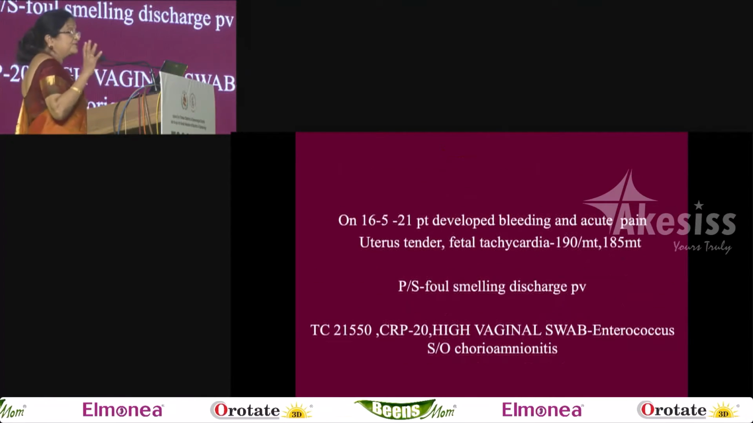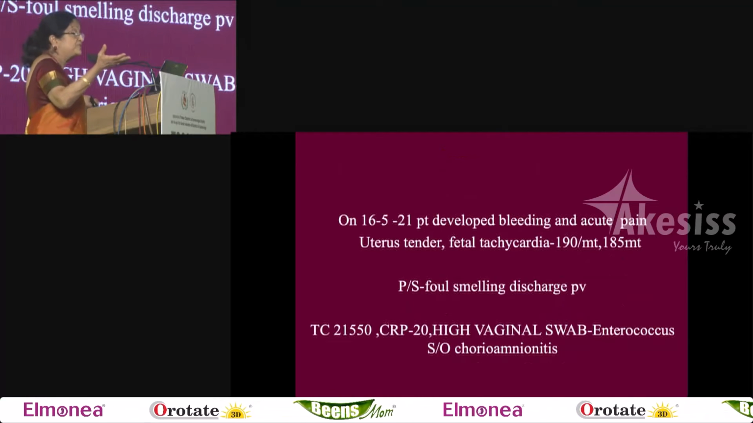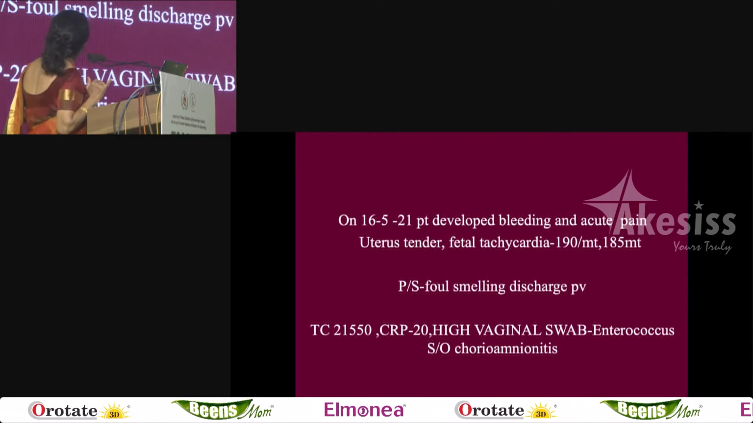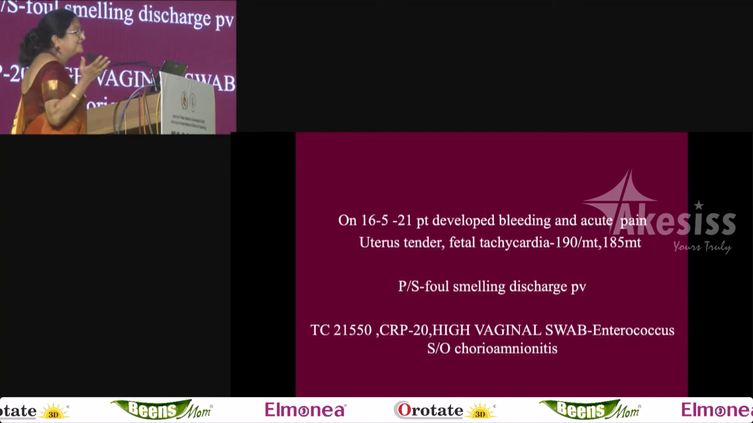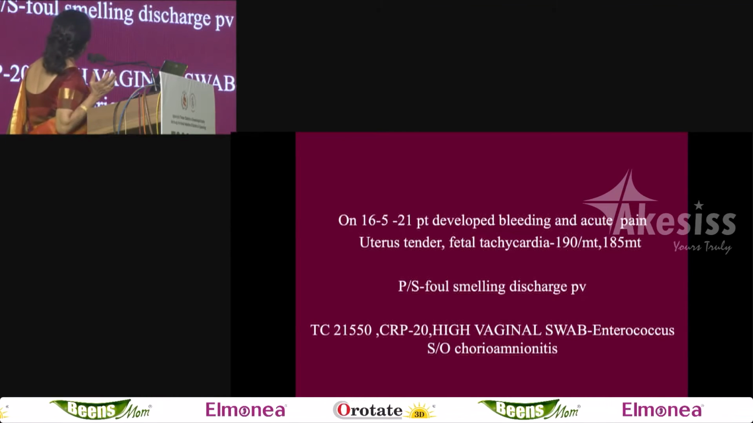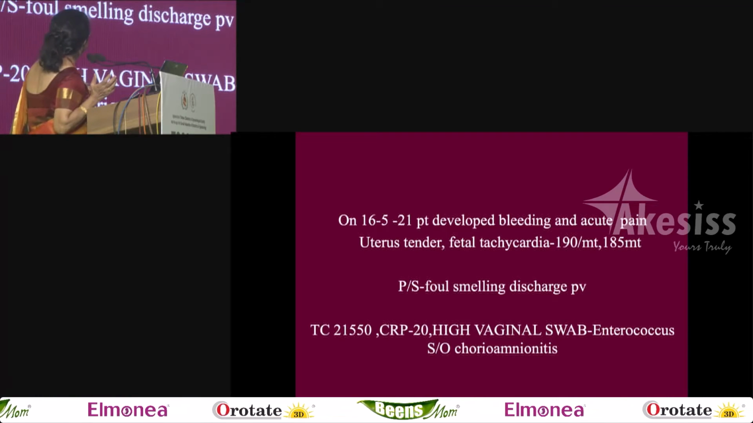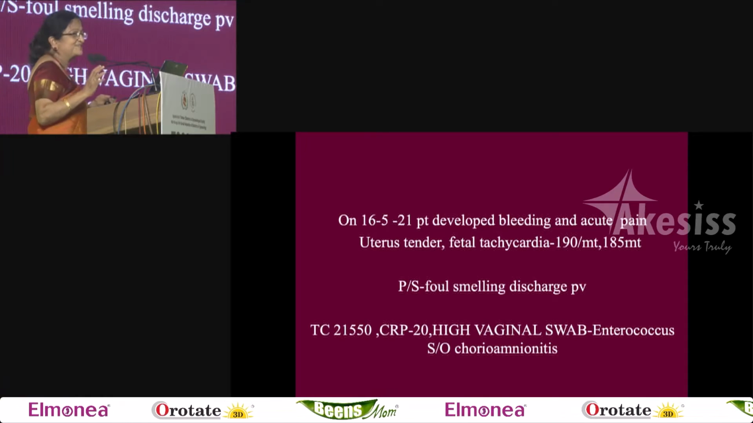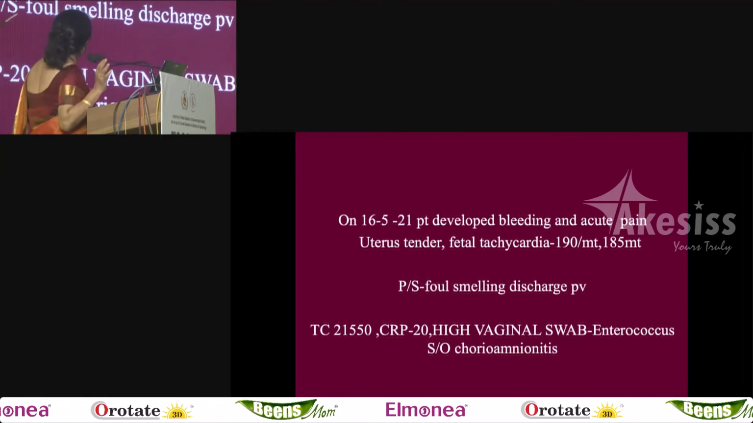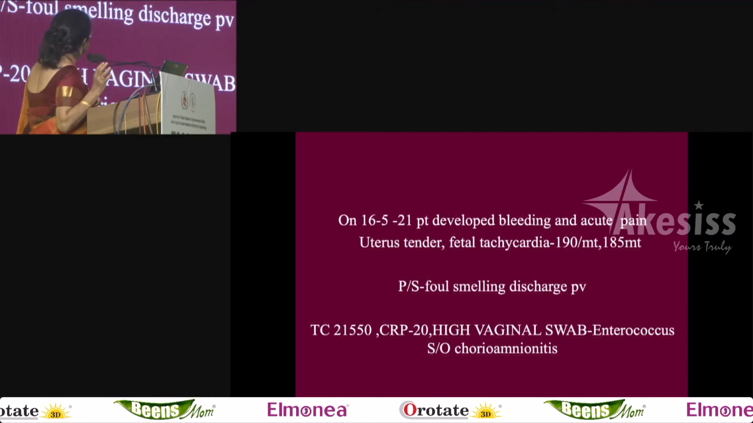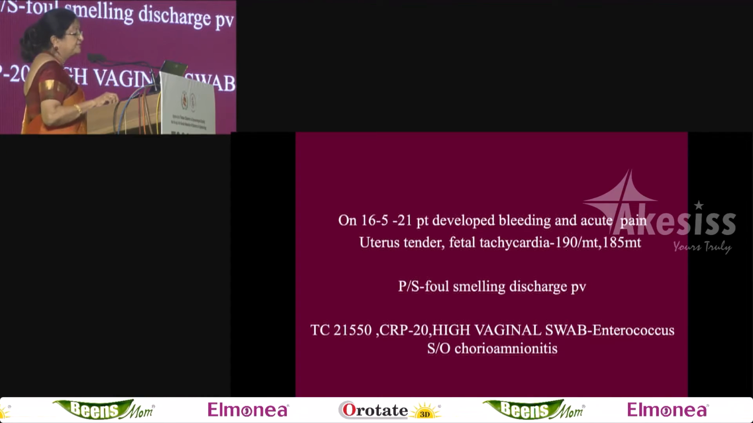So every day was a bonus day for us because it's only a 26-week ICSI pregnancy, okay? So she developed bleeding and acute pain. So she was actually getting into labor. And then there was fetal tachycardia, 190, 185, in both the babies. There was a little foul-smelling discharge. So we thought we had done enough damage. The counts had gone up. The CRP was high. High vaginal swab showed enterococci, signs of chorioamnionitis.